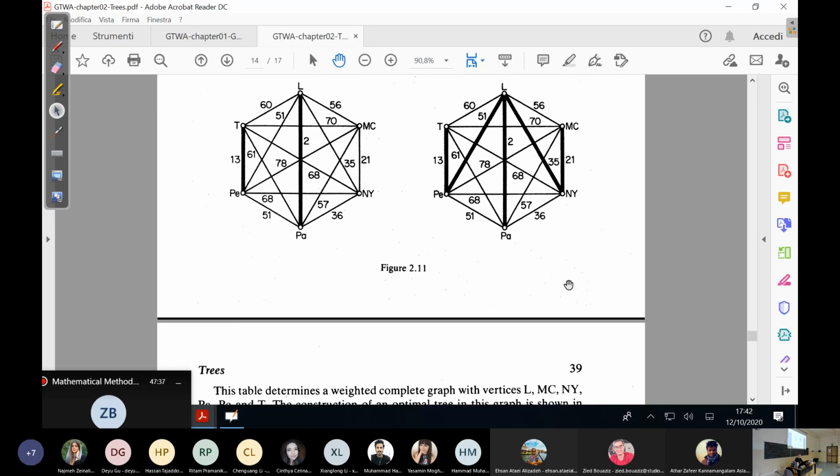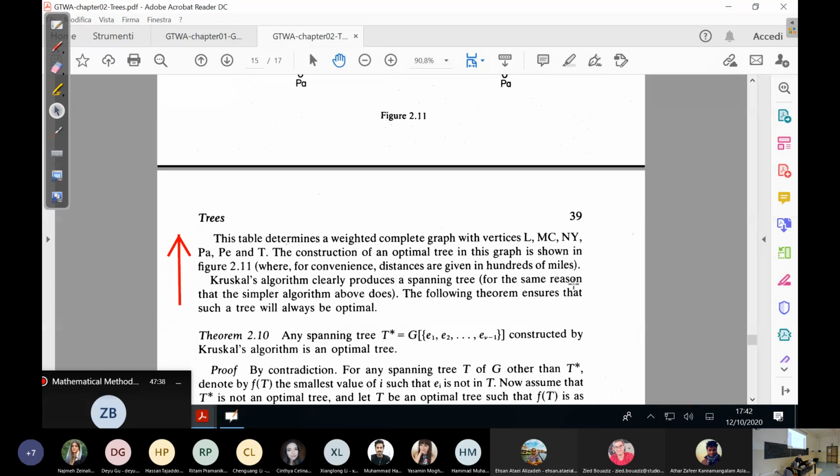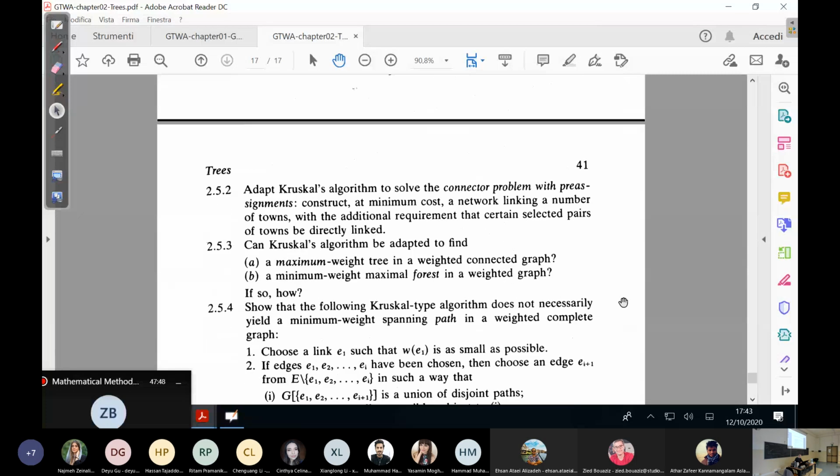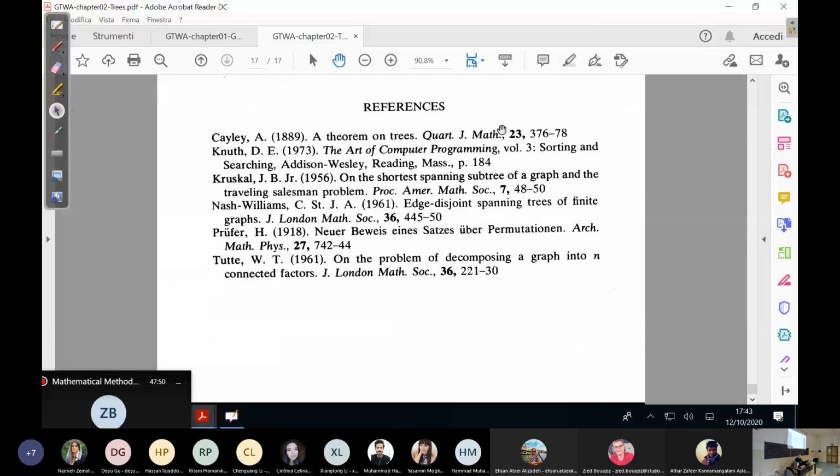Okay, so, and these two are surely in your midterm test. All right, nothing more in this chapter.